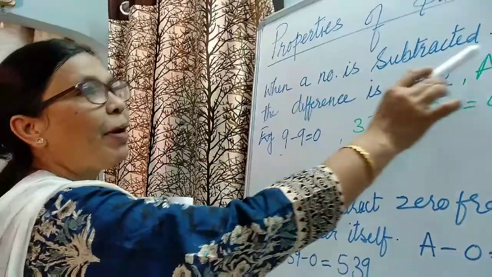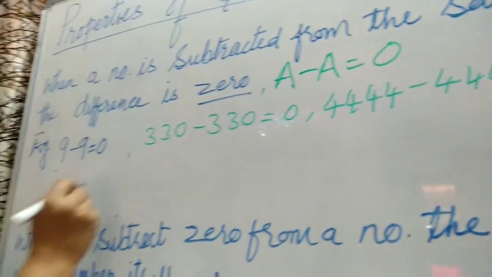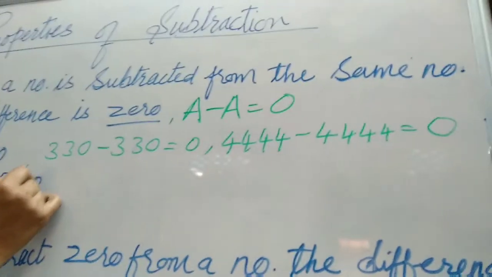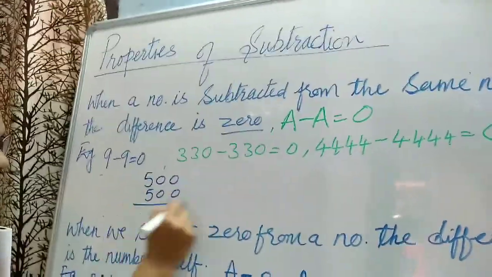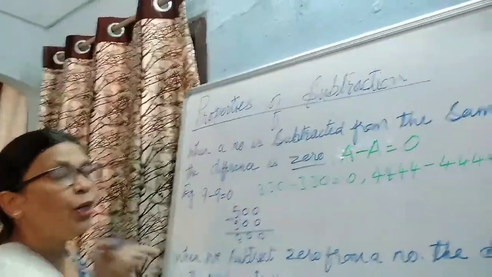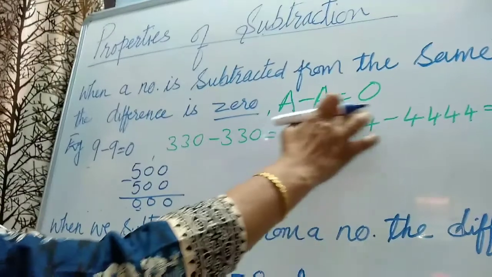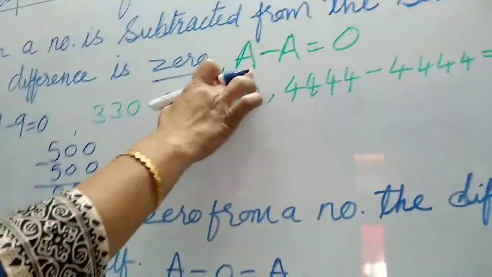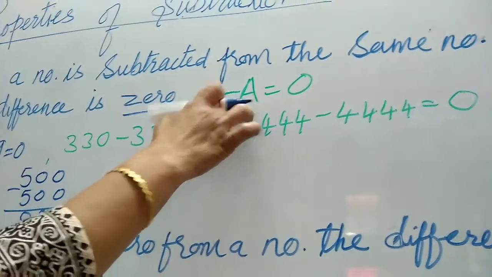When a number is subtracted from the same number, the difference is 0. Suppose you have taken 500. If you subtract the same number, 500 minus 500, what will you get? 0. So when a number is subtracted from the same number, the difference is 0. That is a minus a is equal to 0. Here a is nothing but a number. A number minus the same number is equal to 0.